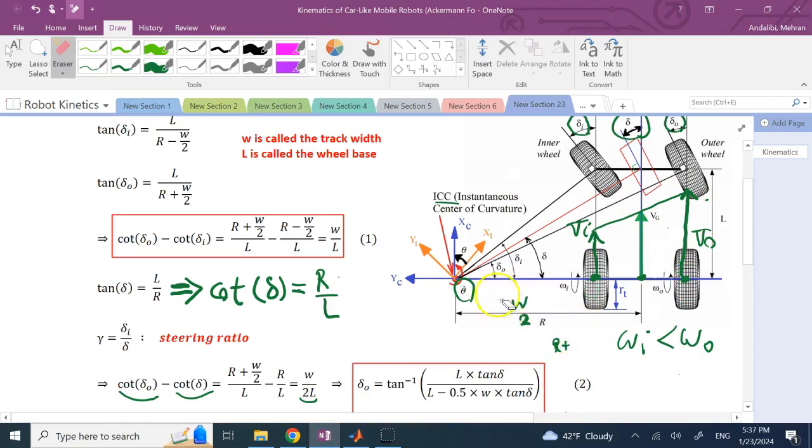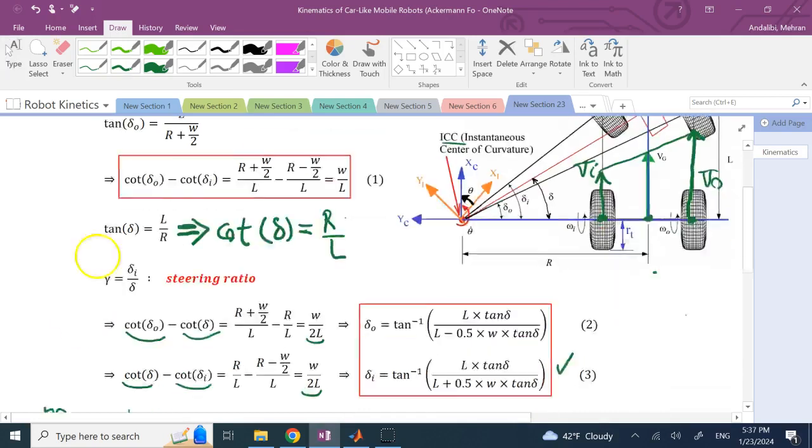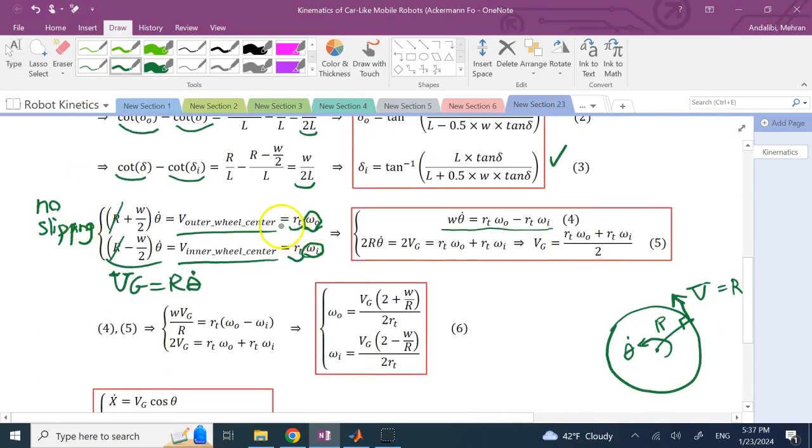Where did I get that? From simple rigid body kinematics, right? If you have a point between two other points in a rigid body, exactly the middle point of the two, the velocity of it is also the average of those two velocities. That's not really anything new. So if this guy is called VO and this guy is called VI, this is equal to VI plus VO divided by 2. So if you multiply both sides by 2, you get 2r theta dot equals 2VG equals VI plus VO, and that is going to be this equation.